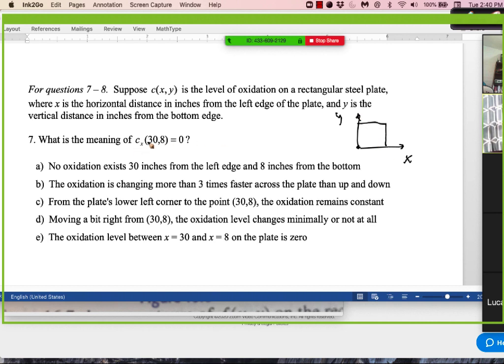And so if C is the level of oxidation, what would the partial derivative with respect to x be? Remember we worked on this. What do you say? So this means given a what? Small change in x?